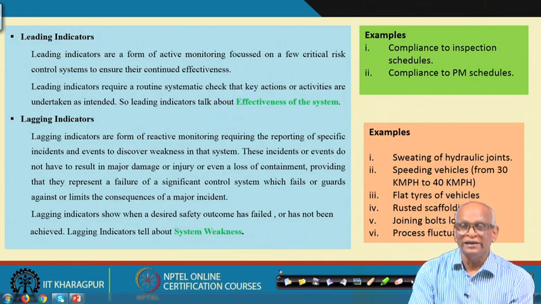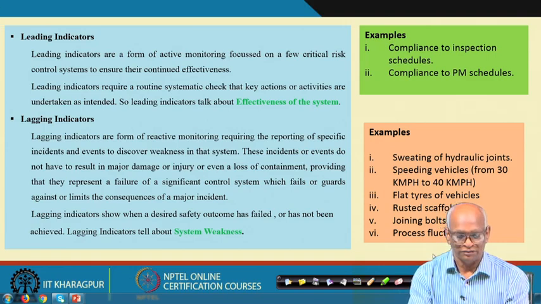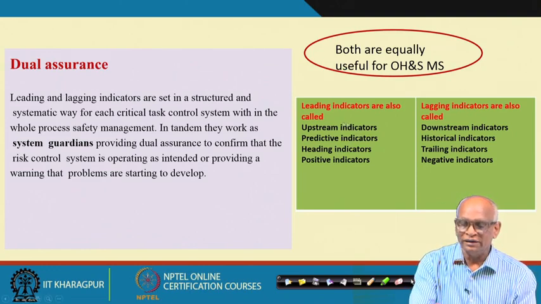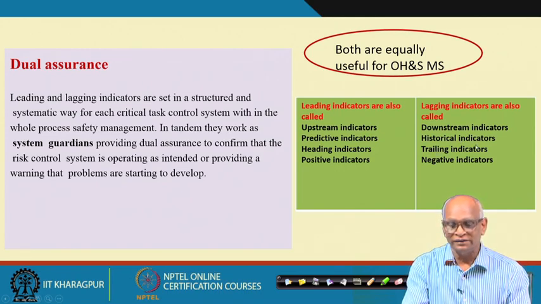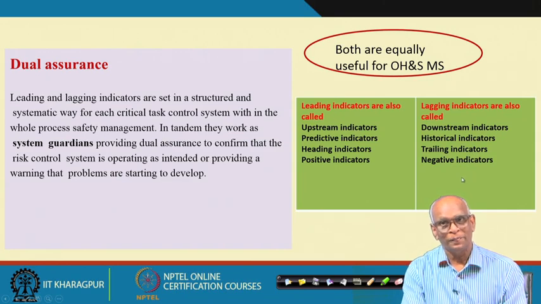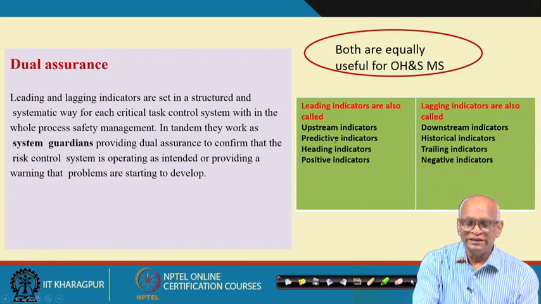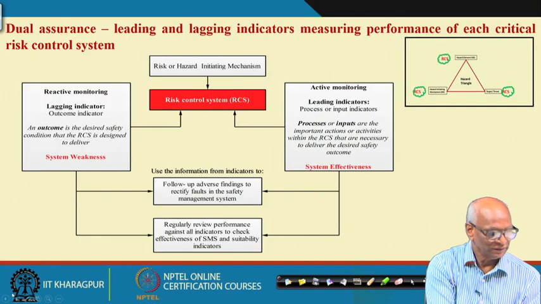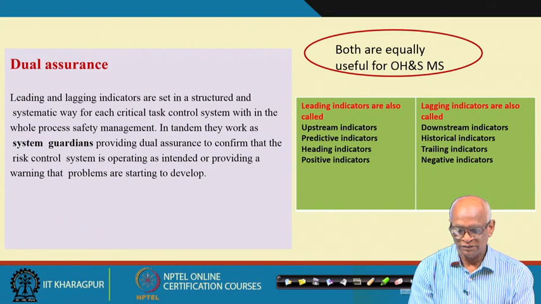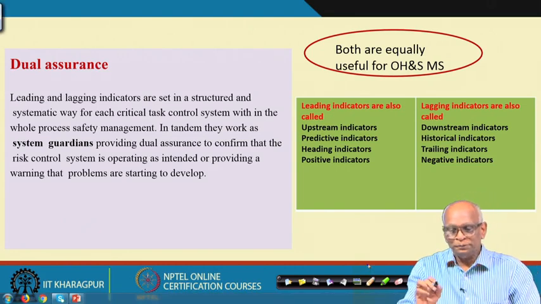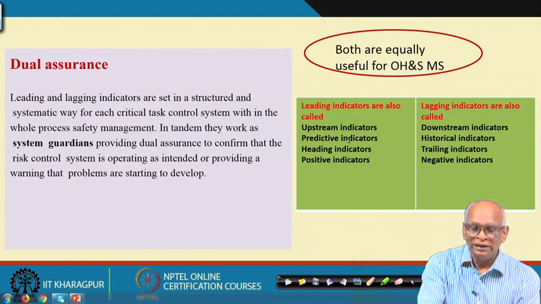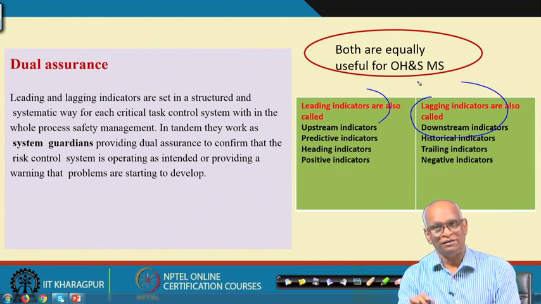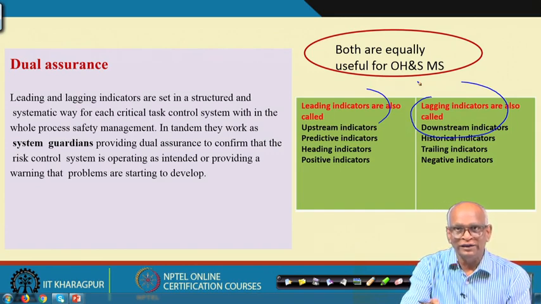We should not feel that lagging indicators are something bad. The lagging indicators are called downstream indicators, historical indicators, trailing indicators, or negative indicators also. Some people call the leading indicators upstream indicators or predictive indicators. We have to have both leading indicators and lagging indicators. Both are helpful.